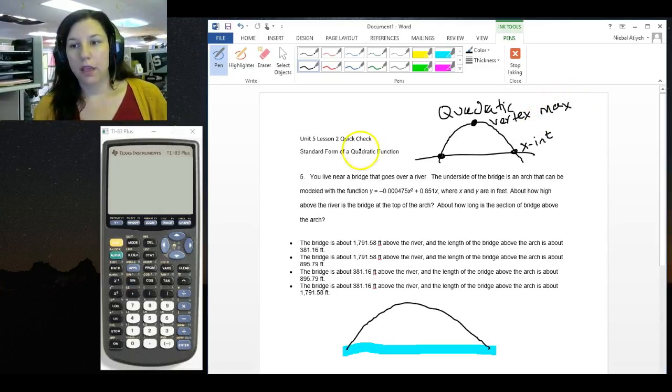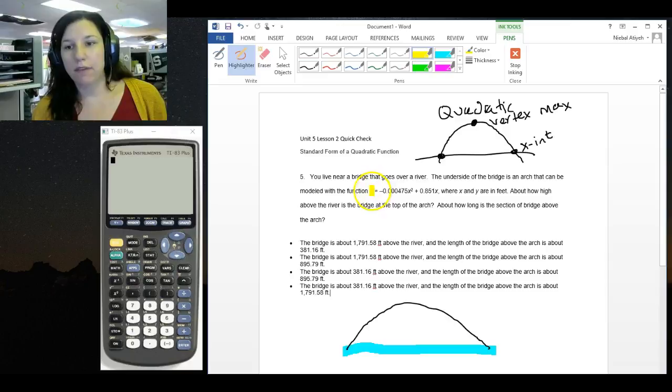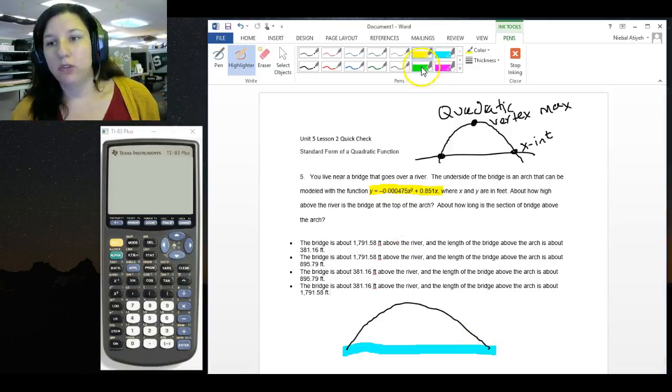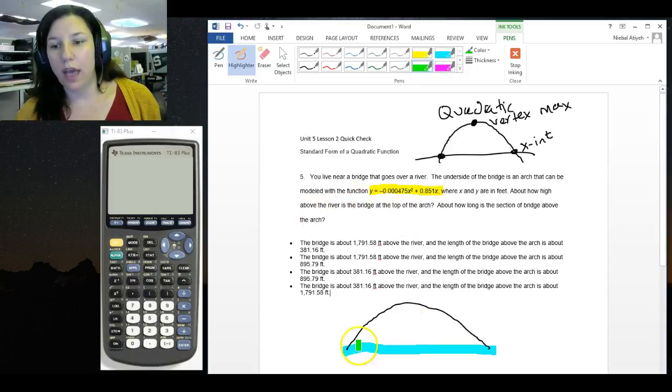The underside of the bridge is an arch that can be modeled with the function. So they're being nice and they gave us the equation. This is the equation that models and matches this arch here, where x and y are measured in feet. They're going to ask us two questions. How high above the river is the bridge? The highest point, we just said it's the max, is going to be here at the vertex.